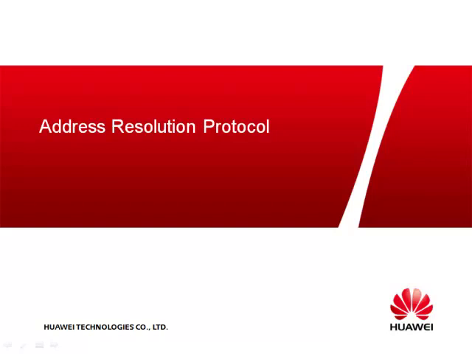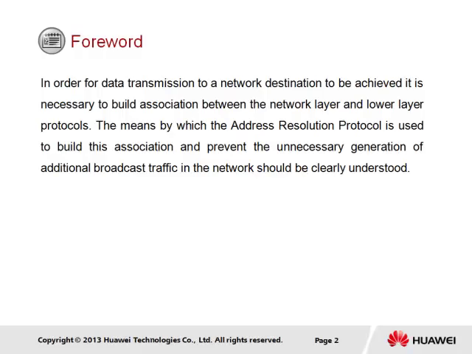This section introduces the address resolution protocol and its role as part of network layer operations. In order for data transmission to a network destination to be achieved, it is necessary to build association between the network layer and lower layer protocols. The means by which the address resolution protocol is used to build this association and prevent the unnecessary generation of additional broadcast traffic in the network should be clearly understood.